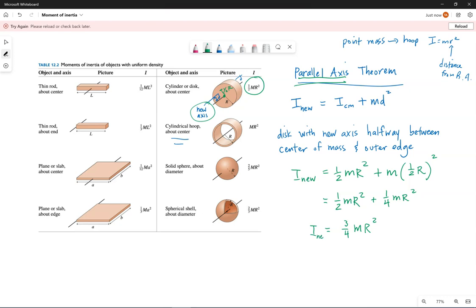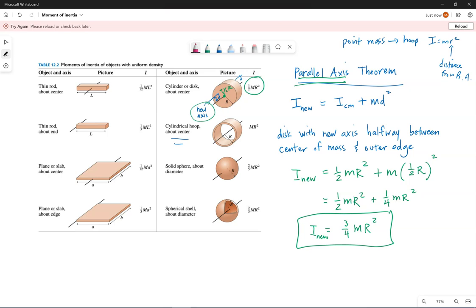Would be I around this axis that is parallel to the one in the table, but halfway out to the outer edge. It's bigger, 3/4 mr squared versus the original 1/2 mr squared. It's bigger because on average, the mass is a bit further from the rotation axis, which makes it a bit harder to affect the rotation.